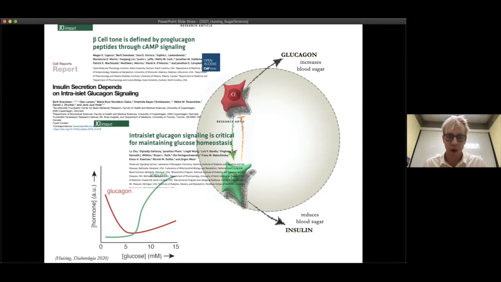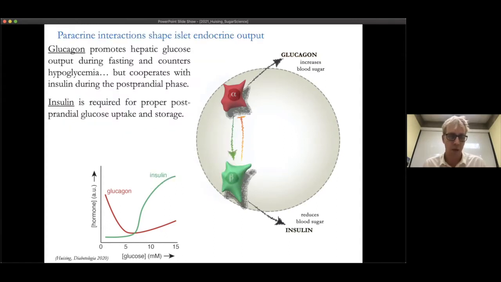But the view starts to shift during the prandial phase, when we digest a meal and take up nutrients, where glucagon actually becomes cooperative with insulin in pushing additional insulin release, rather than being its functional antagonist, as the textbooks traditionally have you believe.